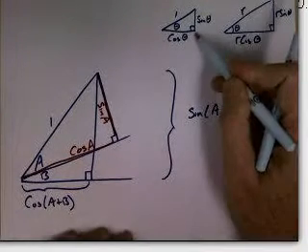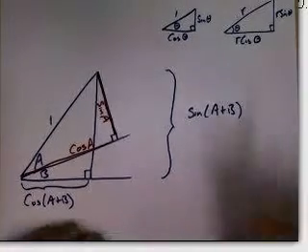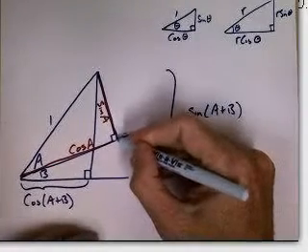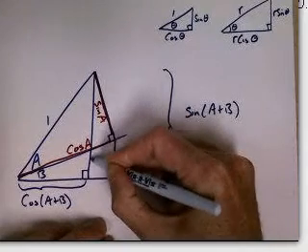So I've now used that triangle twice. Next, from this point, I'm going to drop a perpendicular down here. So this and that are parallel to each other.